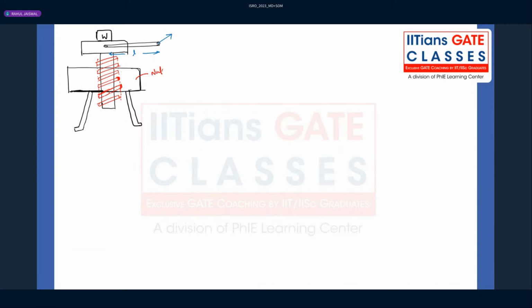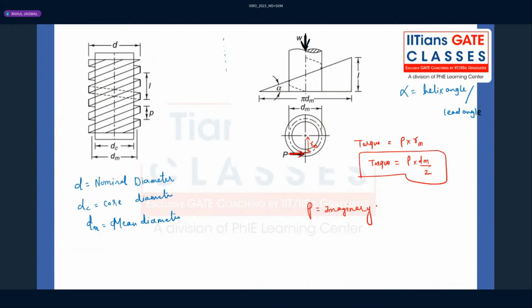That is a screw thread profile, and we are assuming that whatever the load, we are applying the load F. But we are saying that we are applying a virtual or imaginary load on the screw thread at the mean radius, not the core diameter, not the outer diameter or nominal diameter. We are applying the imaginary load at the mean radius or mean diameter, right?